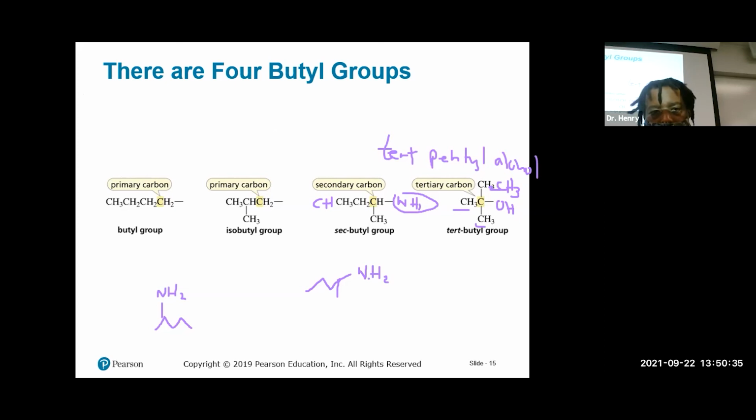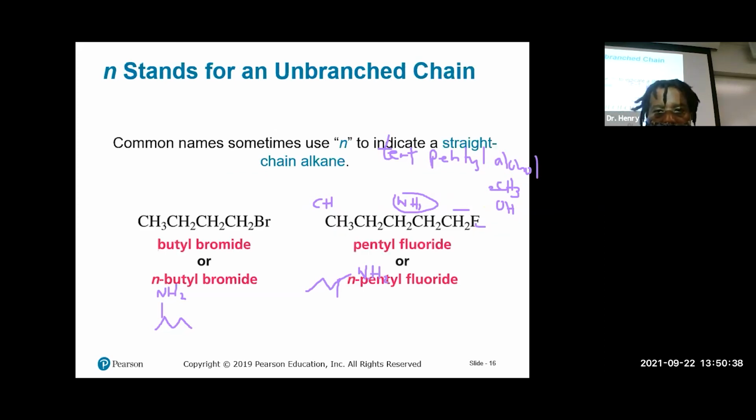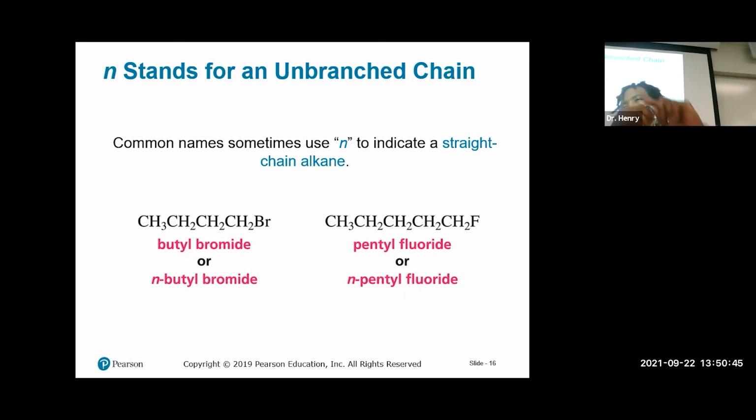So let's go 15, 16. Okay, so we've already talked about what the N stands for. The N stands for unchained, right? So then that's just all of them. And then you have a terminal functional group. Anytime that you have the chain of your hydrocarbon and then a terminal functional group, that is N. But a lot of times they don't use N. They'll just call it butylamine. They don't always put the N there. But then you know that it's at the very end. It's understood to be at the very end.